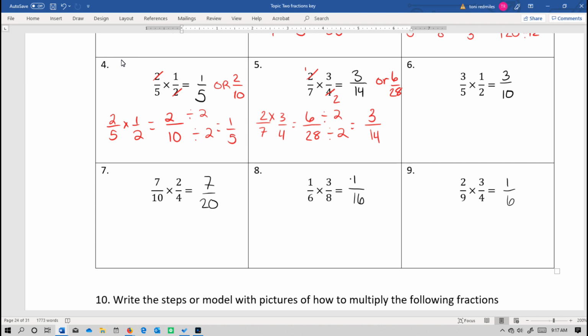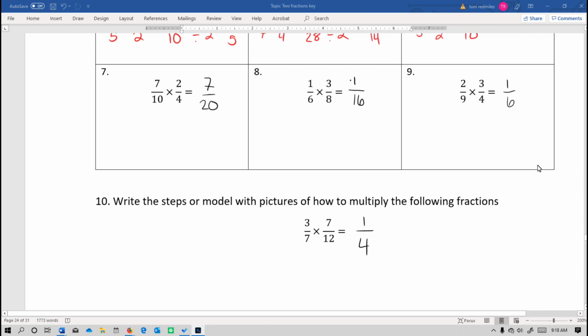Okay, there's nothing I can cross cancel in this one, so no matter how you do it, you just multiply straight across. 3 times 1 is 3, and 5 times 2 is 10. If you do the cross-canceling method and you couldn't cross-cancel anything, then you know that you have a reduced fraction. If not, ask yourself, what goes into 3? 3 times 1. What goes into 10? 2 times 5. You can't share any of those.